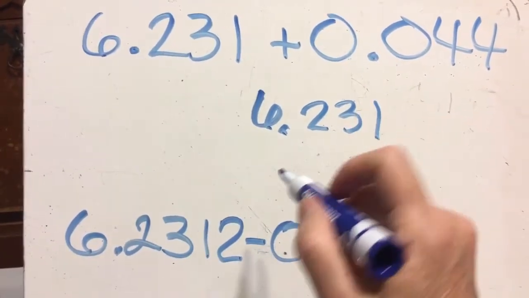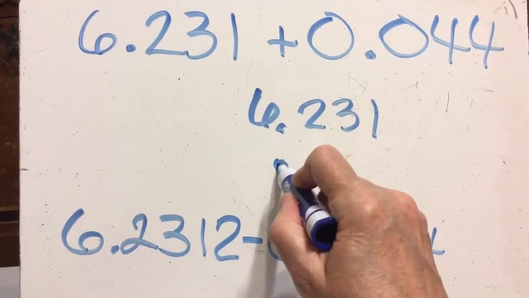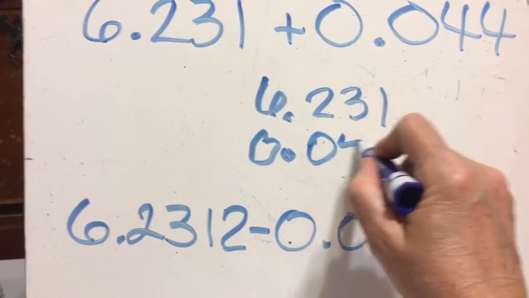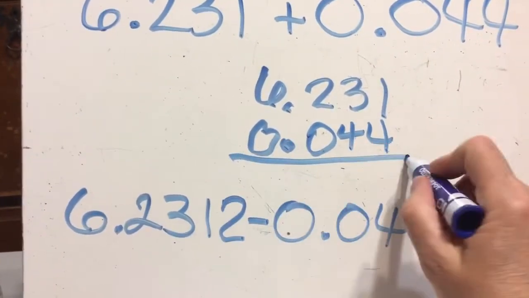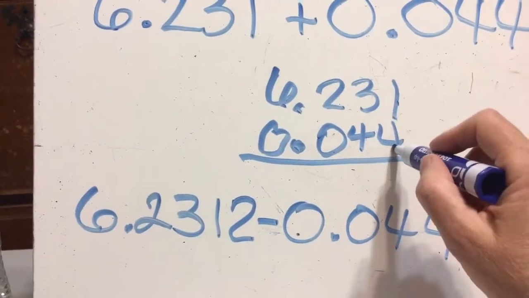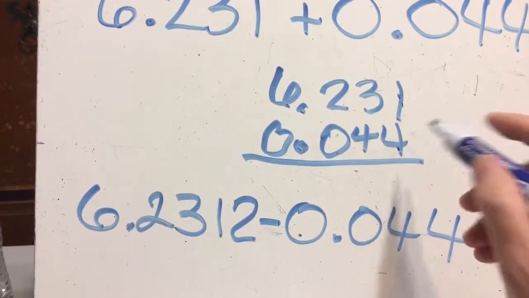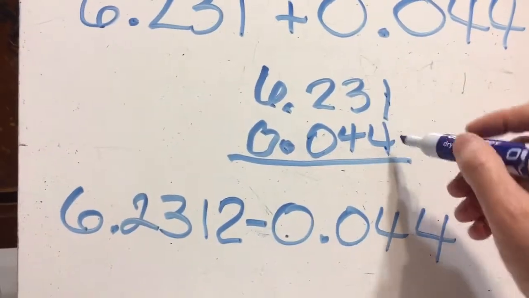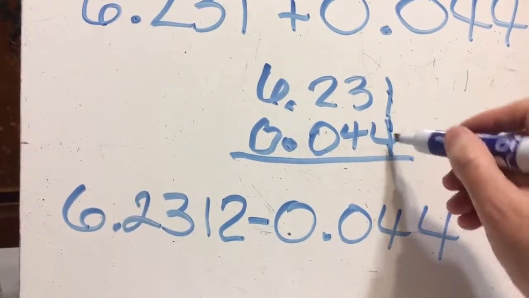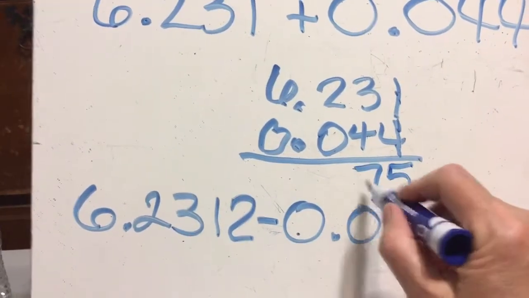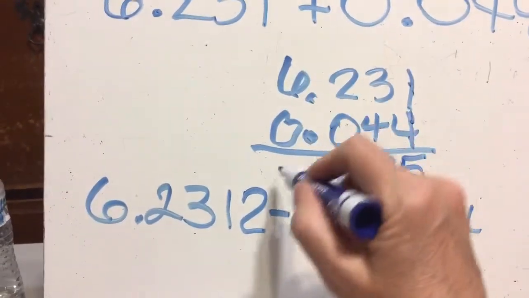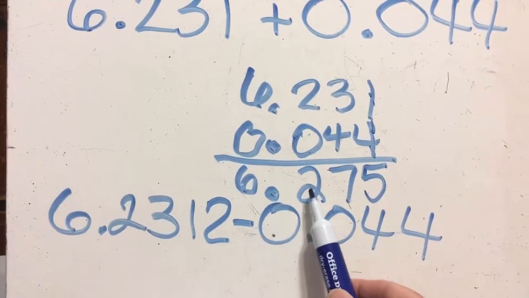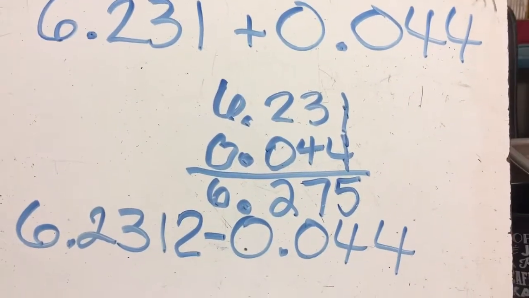So here we're going to write 6.231, and then we're going to add it to, put the decimal in the right spot, 0.044. So now when we add that together, we're going to get 1 plus 4. And notice that both of these places are in the thousandths place. So they weigh the same amount, and they're worth the same place value. So we end up with a 5 and a 7 and a 2 and a decimal and a 6. So the sum would be 6 and 275 thousandths.